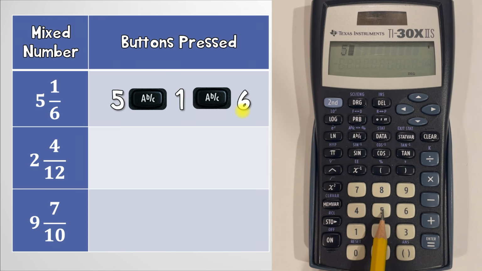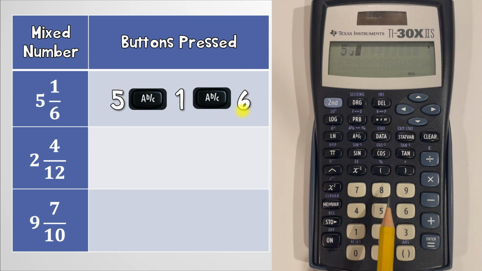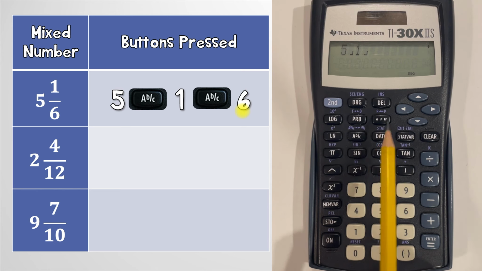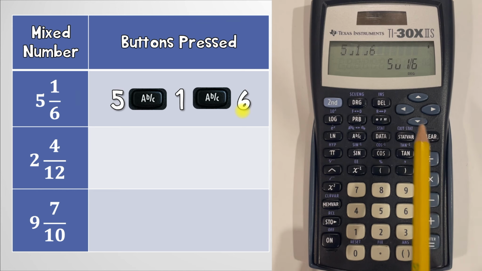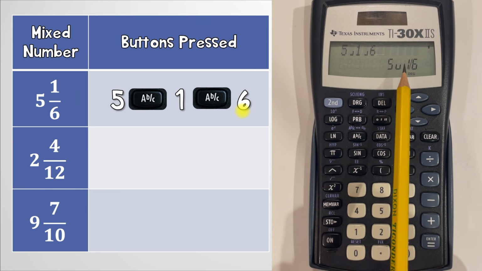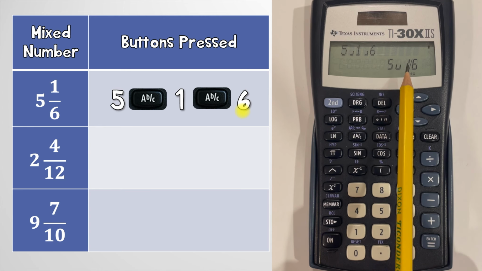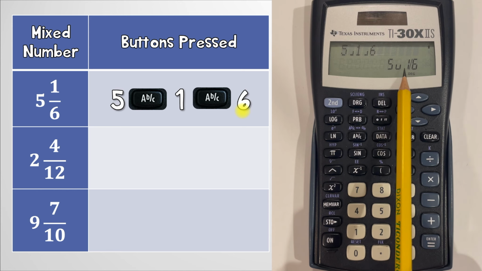So we're going to enter 5, then hit ABC. That'll give us our first bracket. And then 1, and then ABC again. That's going to give us our second bracket. And then we'll hit the denominator, which is 6. And then we'll hit enter. Now don't be freaked out by this notation. All this means is that we have 5 whole units and 1/6 of a unit, which just means 5 and 1/6.